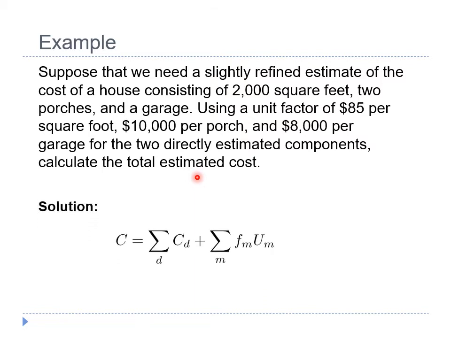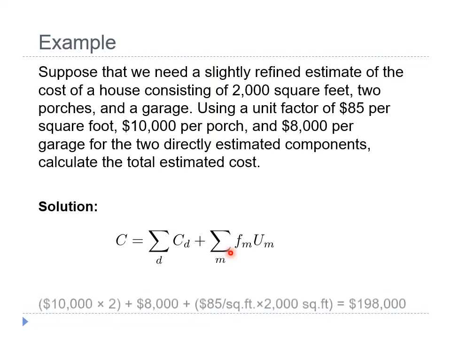For the solution, we can make use of this formula. It was stated clearly that there are two directly estimated components, which are the 2 porches and 1 garage. We can use these to fill this part of the formula. The component which is estimated using the unit technique is the price of the house, which is estimated using the second part of this formula.